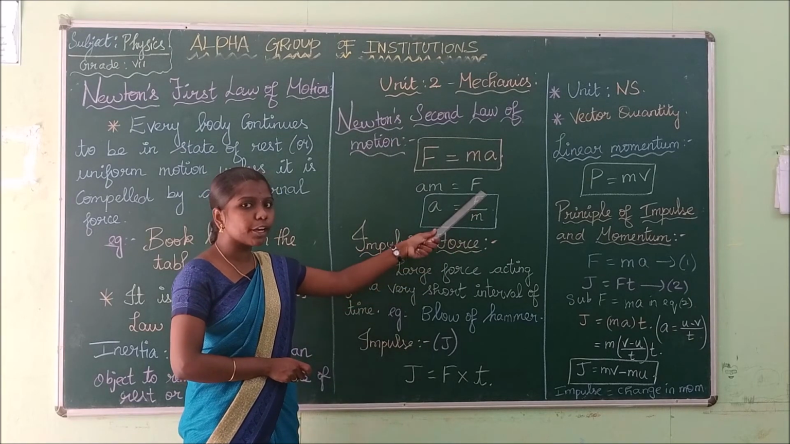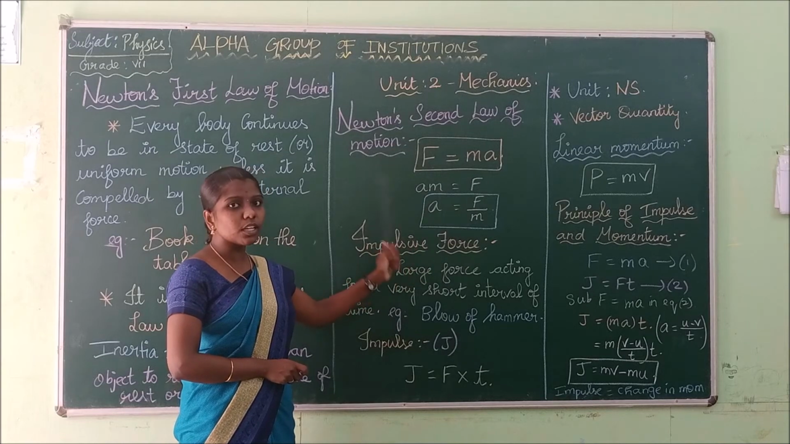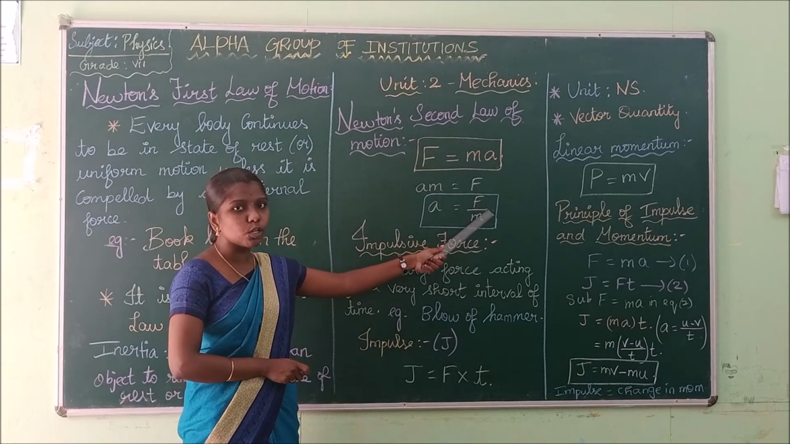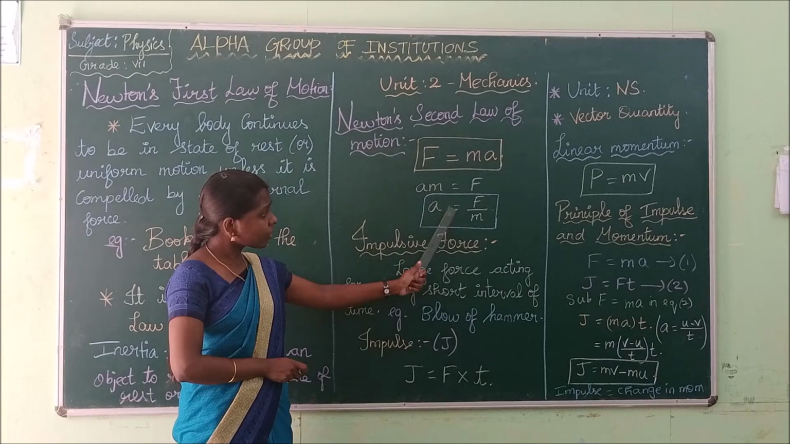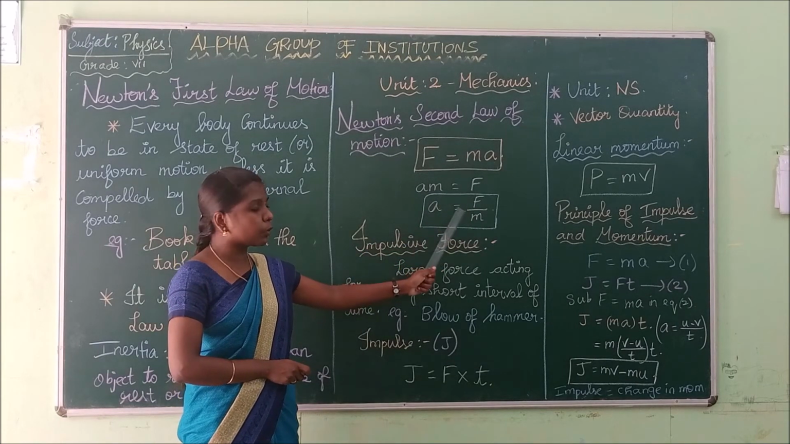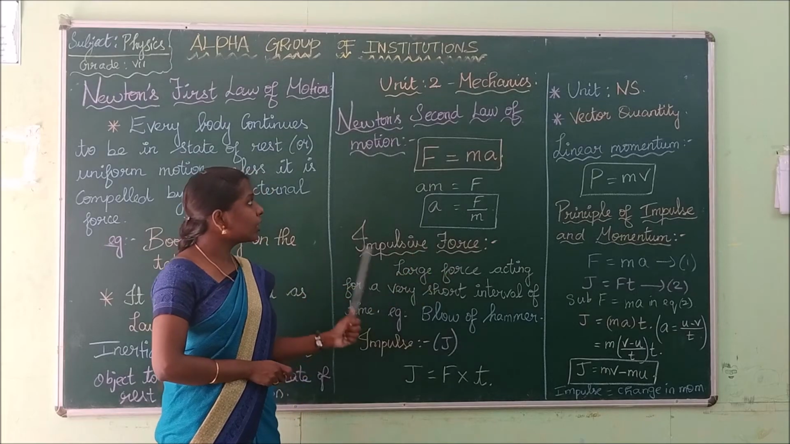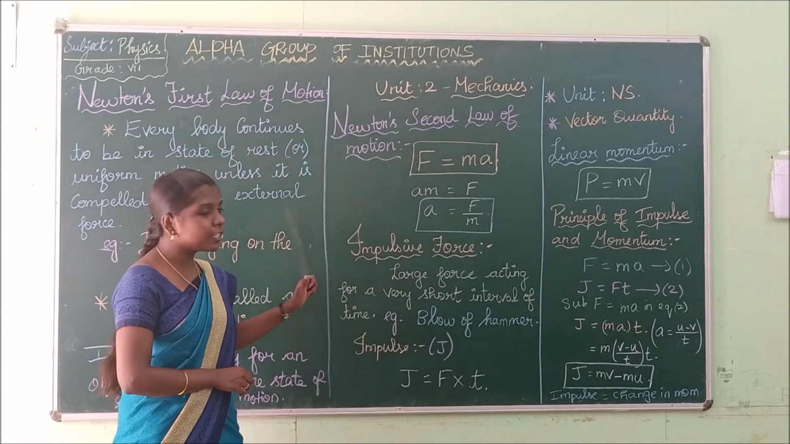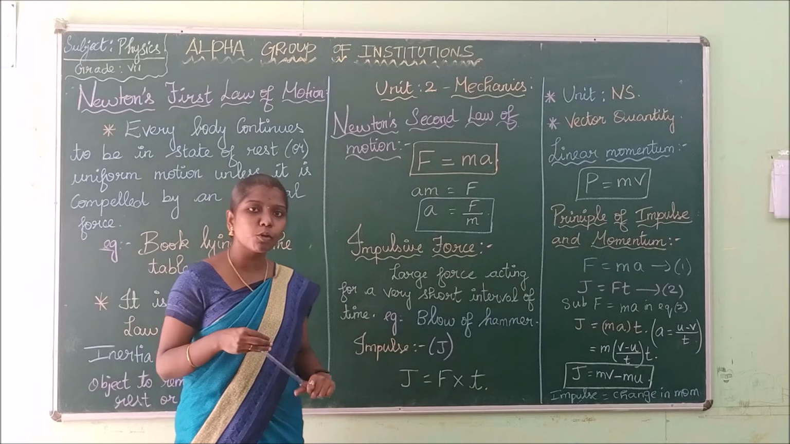A is equal to F by m. Acceleration is directly proportional to the force acting on a body and is inversely proportional to the mass of the body. A is equal to F by m. We are going to see what is impulsive force. Yes, what is impulsive force?